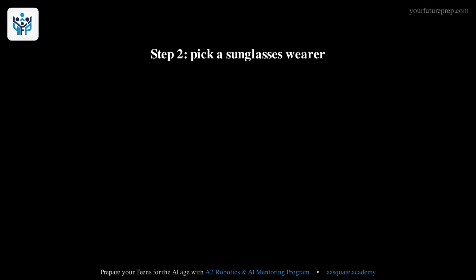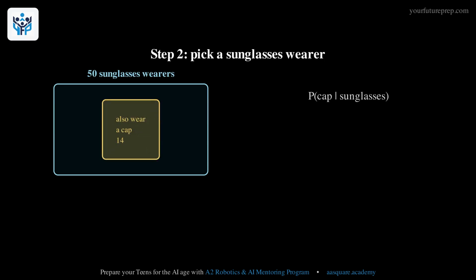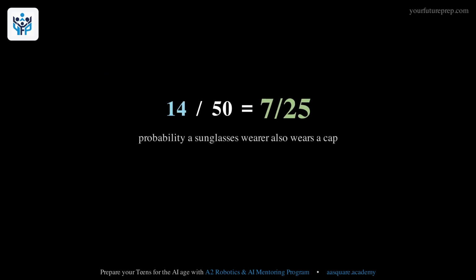Now we switch to the sunglasses group. There are 50 people wearing sunglasses, and 14 of them also wear a cap. So if we pick a sunglasses wearer at random, the probability that they also wear a cap is 14 out of 50. 14 over 50 simplifies to 7 over 25. So the probability is 7/25, which is choice B.